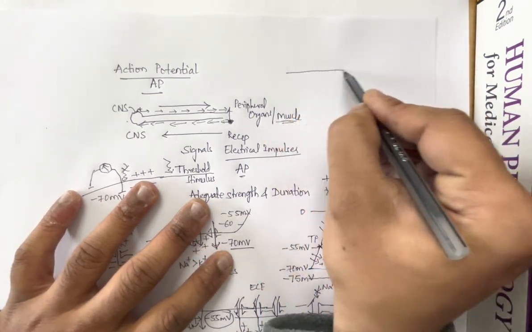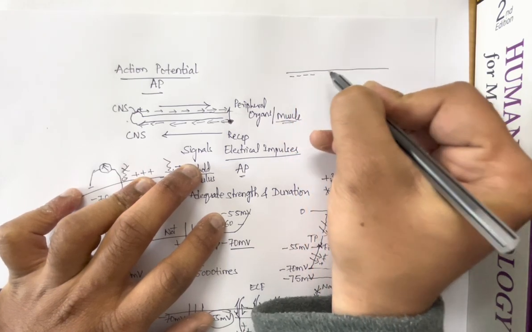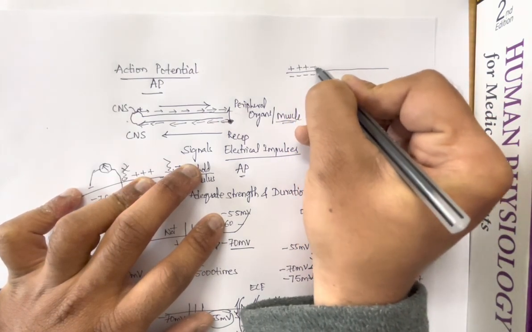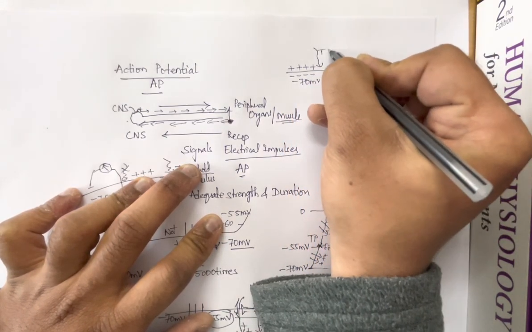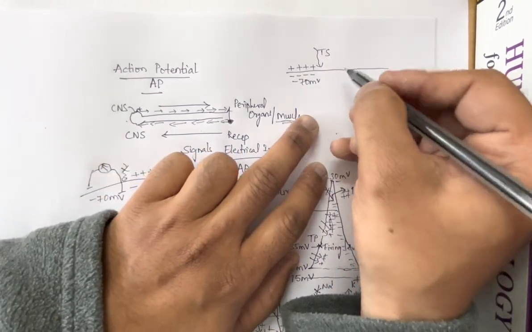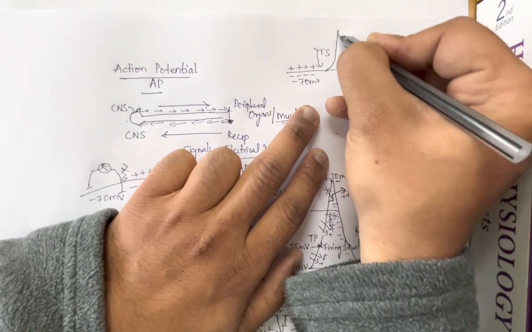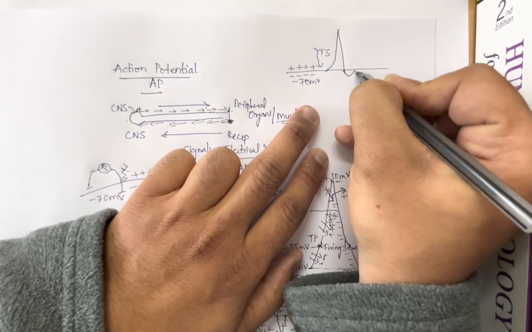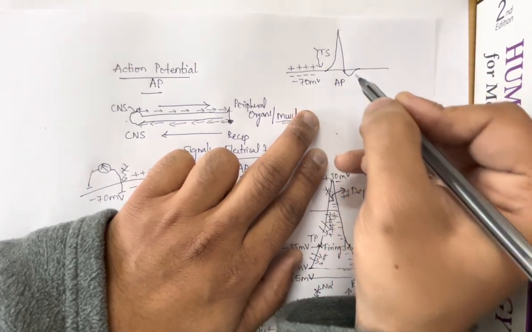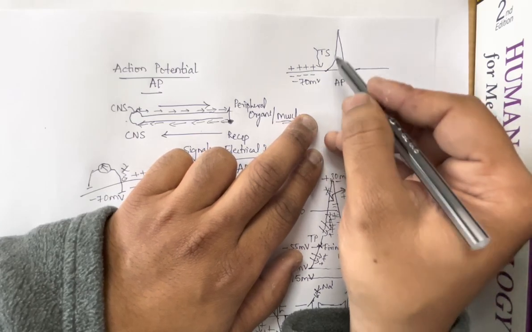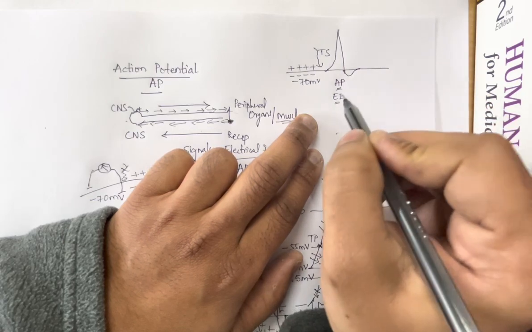So over the cell membrane of the nerve cell, initially inside the cell it is negative, outside the cell is positive. This is the resting state with minus 70 millivolt. Because of the threshold stimulus, action potential is generated. So because of generation of action potential, what is happening? There is depolarization, repolarization, hyperpolarization, and resting, bringing back to the resting state. So this is an action potential graph that is generated over the cell membrane, and this action potential is nothing but the electrical impulse that is generated over the cell membrane.